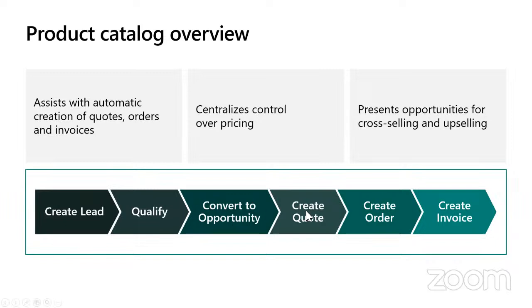You create a quote. From there, you convert the quote to create an order. Once you create an order, the next thing you're saying is, okay, now that we've said we're going to give you our services or our product, we're going to give you an invoice, so you pay us. So this is the life cycle, or the product catalog overview, of what happens within that sales cycle.